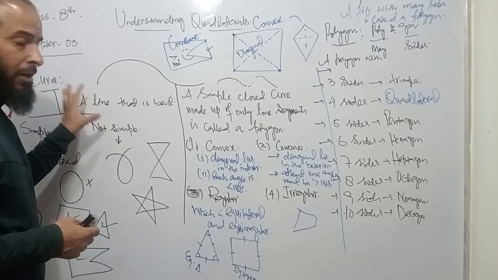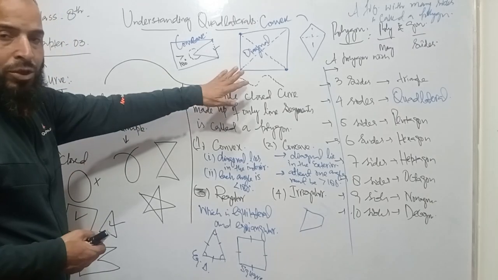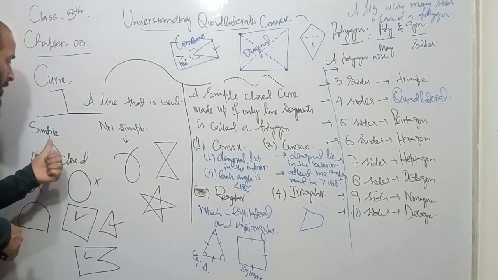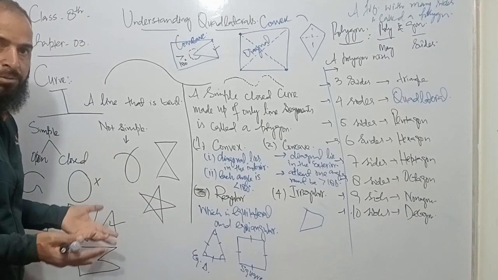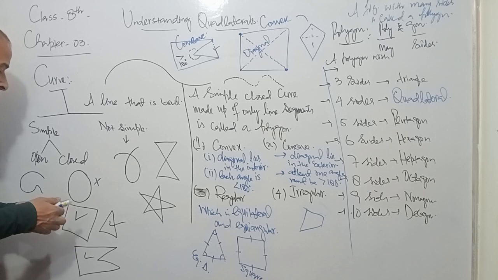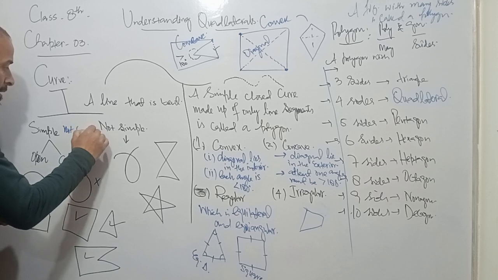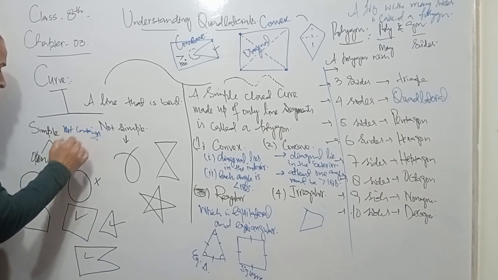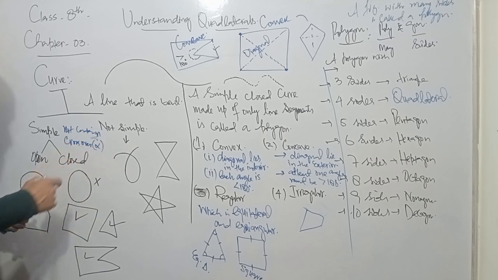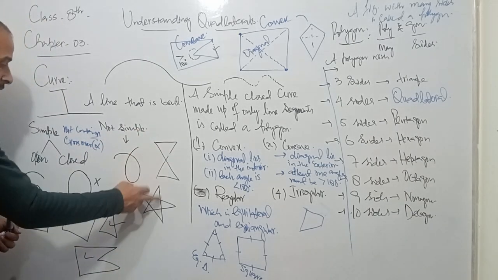A curve is simply a line that is bent, or the locus of a point which does not move in a definite direction. Now there are two types of curves, simple and not simple. What do we mean by a simple curve? A simple curve is that curve which does not contain any crossover. Not simple means that it contains crossovers, like this.